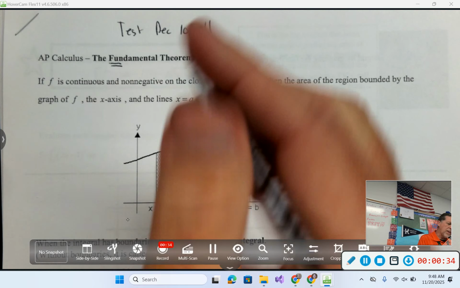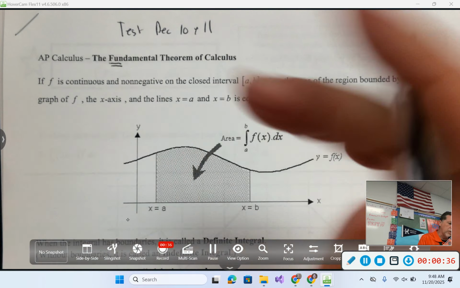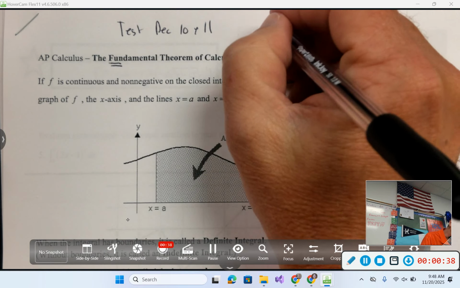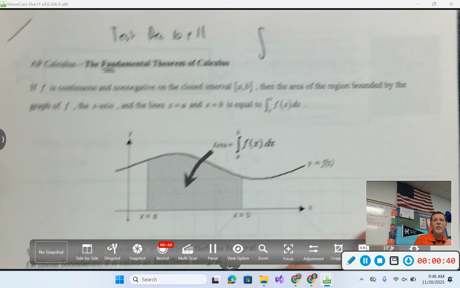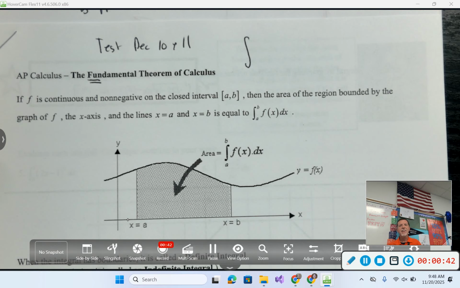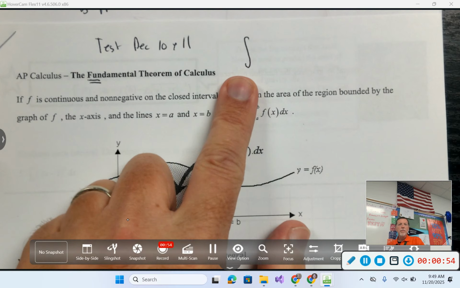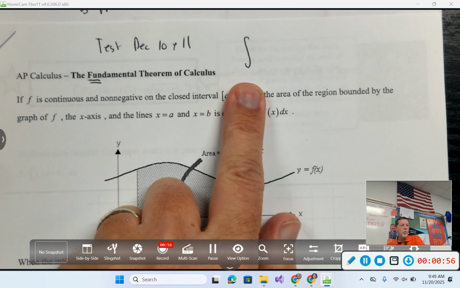Okay, the big thing for the fundamental theorem of calculus that we'll get to in a minute is this symbol right here. Because that symbol means two different things. And we've used both things, but we've kind of used them separately. We haven't really talked about how they fit together. So this is from the last test. What is one thing that symbol means?